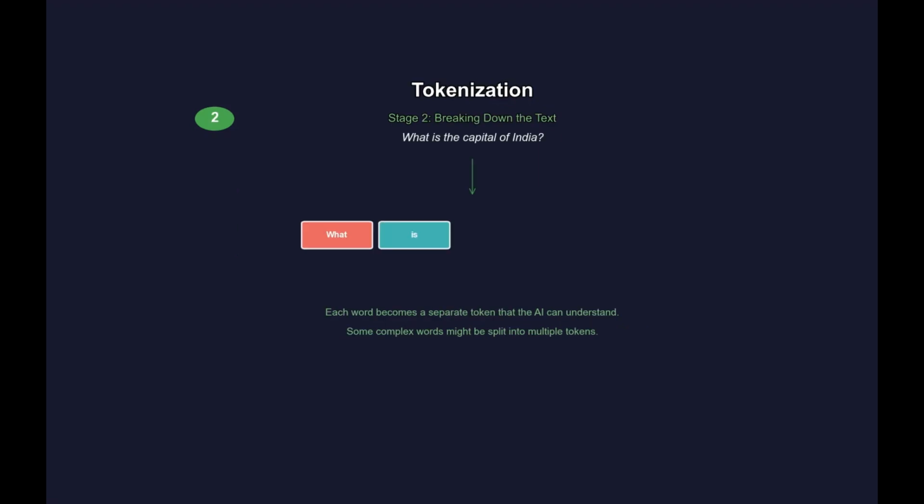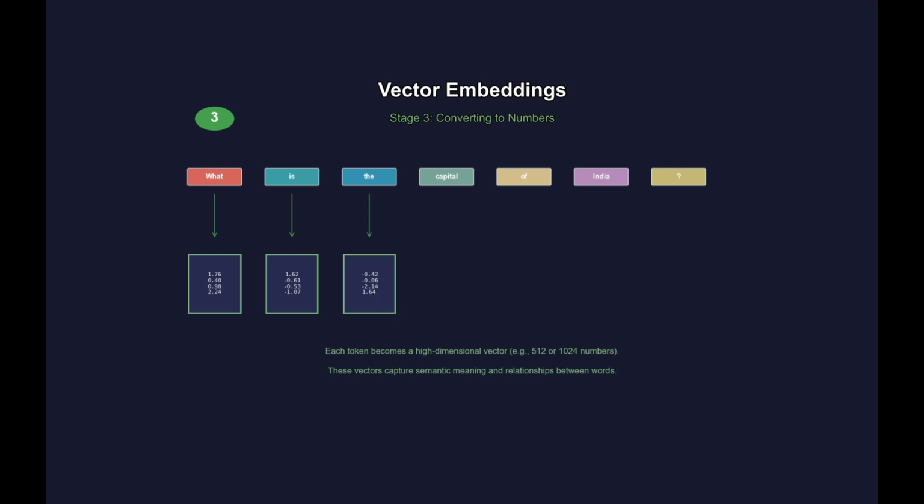The first step in processing your question is tokenization. The AI model takes your sentence and breaks it down into individual pieces called tokens. Each word becomes a separate token that the computer can analyze independently. Notice how "What is the capital of India?" becomes 7 distinct tokens. Some complex words might even be split into multiple tokens. This tokenization process is crucial because it allows the AI to understand the building blocks of language and analyze each component systematically.